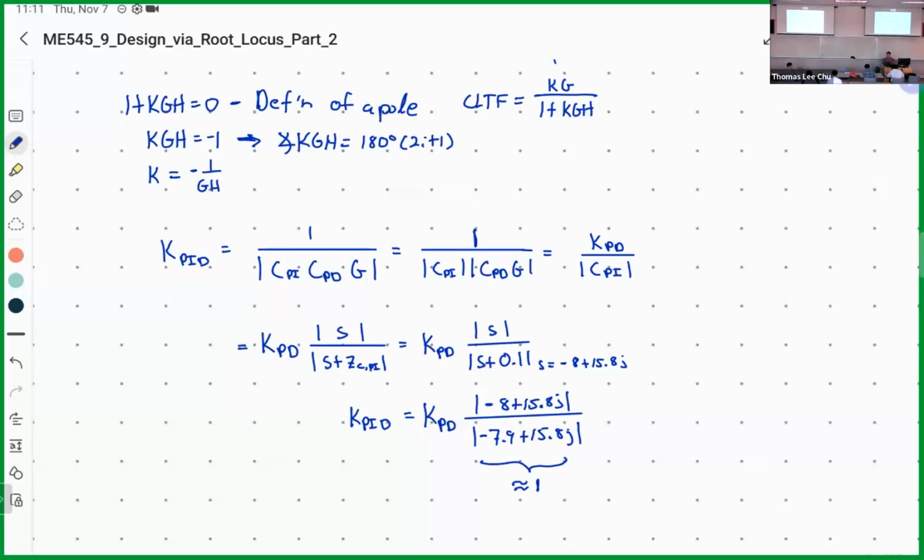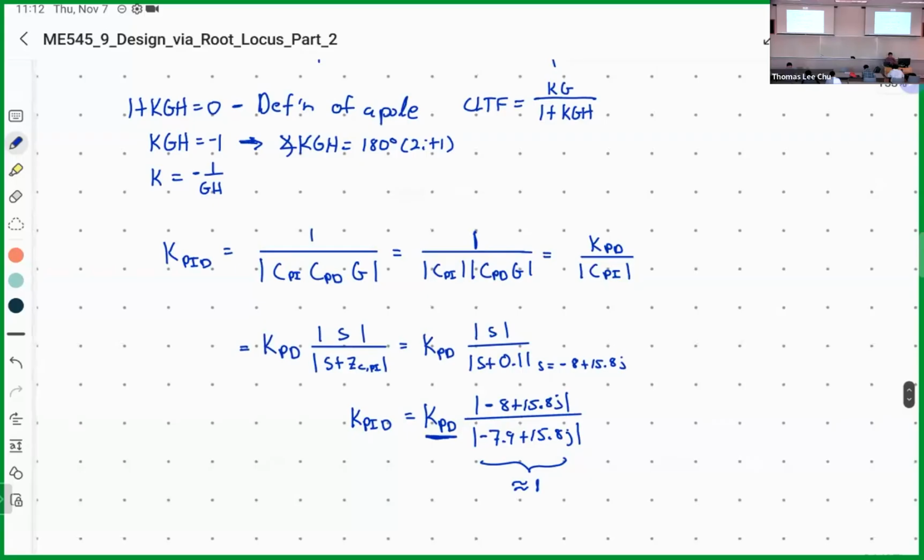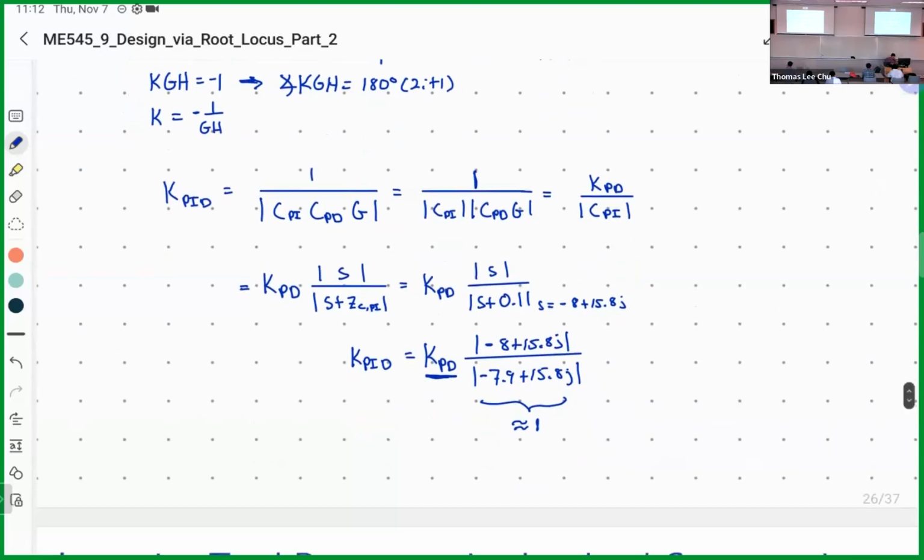Any questions? The only time we can't use this approximation is if we're taking an evaluation point that's fairly close to the pole and zero at the origin. If that's the case, then we need to find the new gain. But on the homework, if you use KPD as your final gain instead of finding a new KPID, this is fine. On the exams, actually, I take it back. So you can use KPID equal to KPD for most cases.